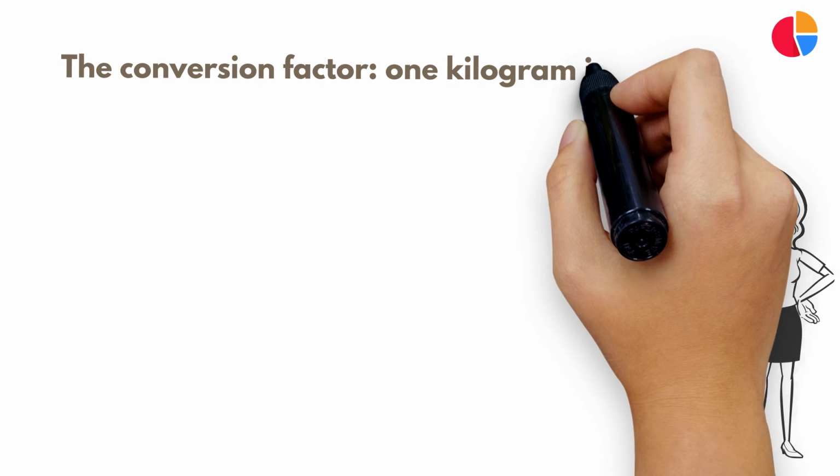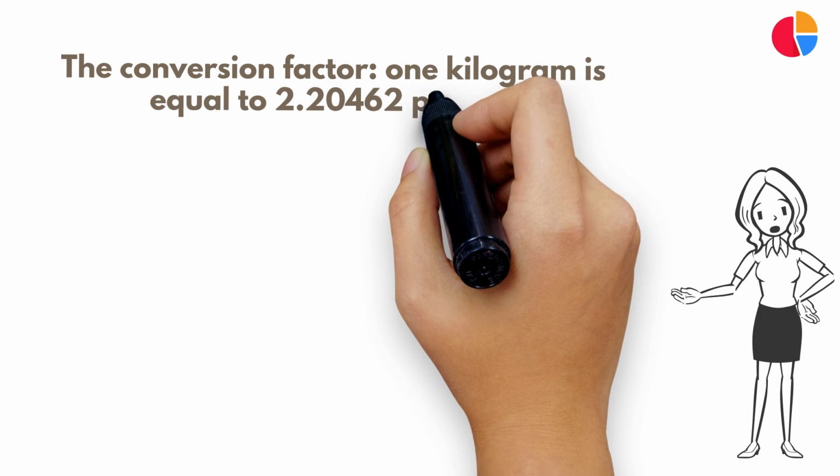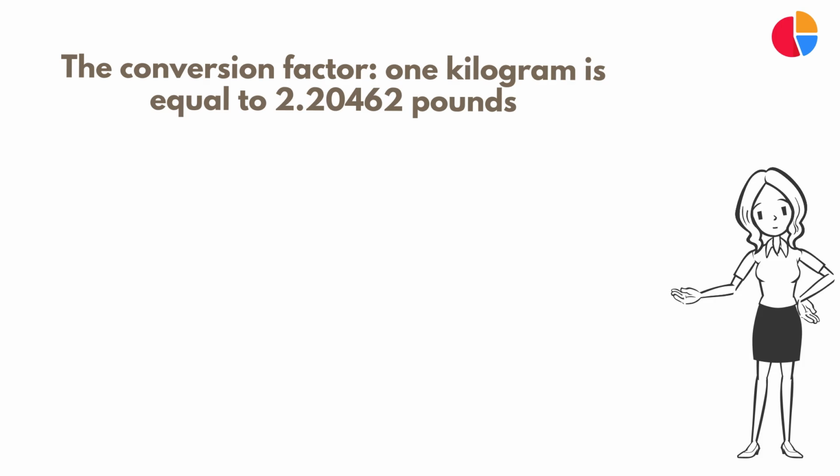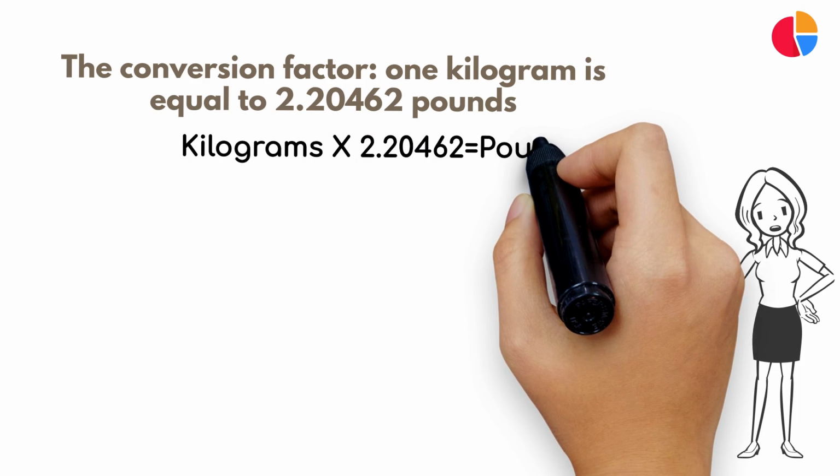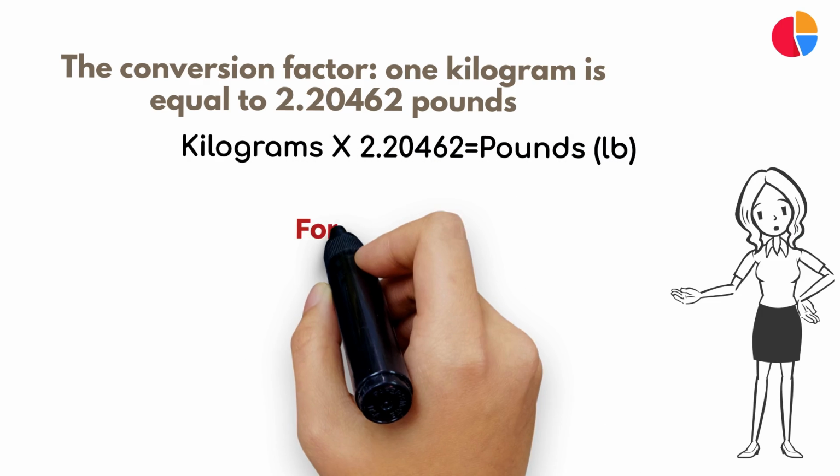First, let's review the conversion factor. 1 kilogram is equal to 2.20462 pounds. To convert kilograms to pounds, all you need to do is multiply the number of kilograms by the conversion factor.